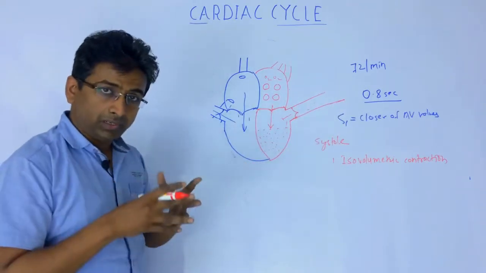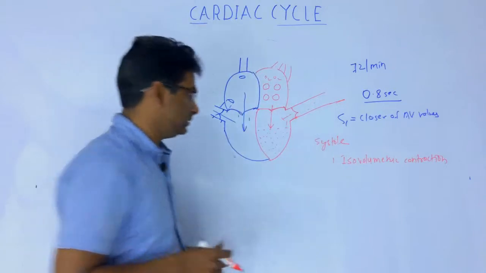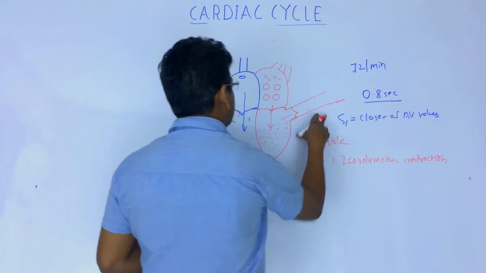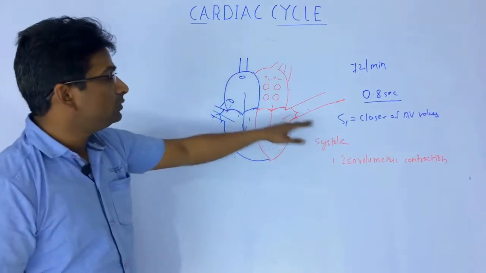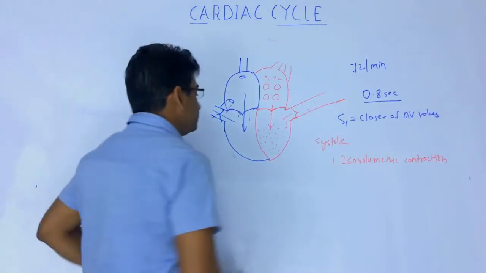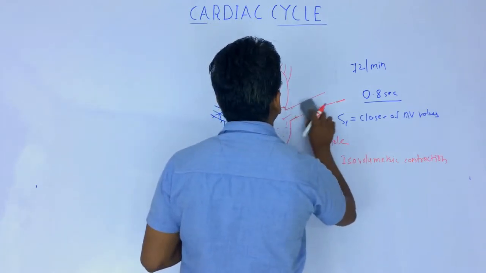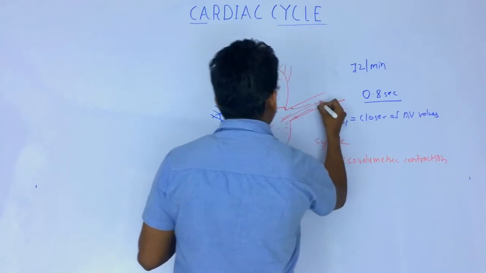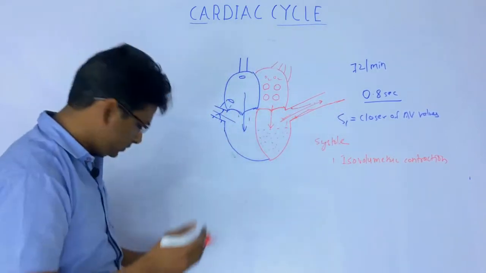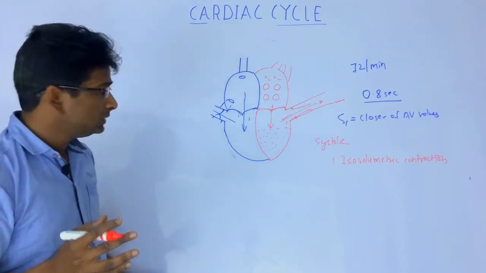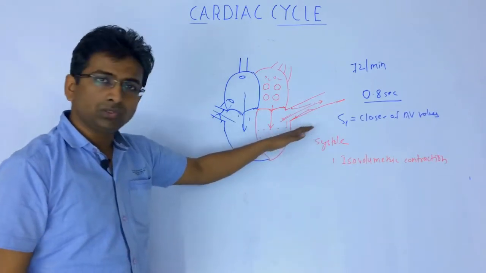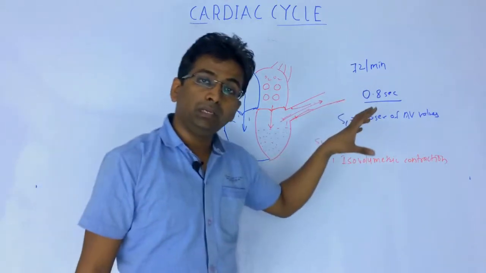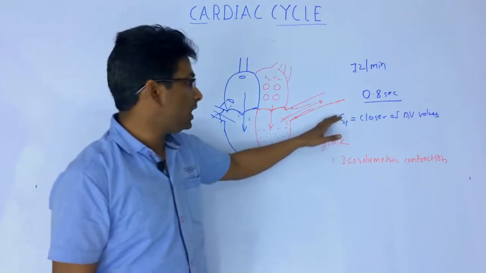Now the ventricle has started contracting, the pressure inside the ventricle is increasing. Once the pressure inside the ventricle rises above the pressure inside the aorta, what will happen? The semilunar valves will open, and blood will gush from the ventricle to the aorta very rapidly because there is a lot of pressure difference. The ventricle is at high pressure, this is lower pressure. The more the pressure difference, the more rapid the flow. So initially blood will flow rapidly from the ventricle to the aorta.